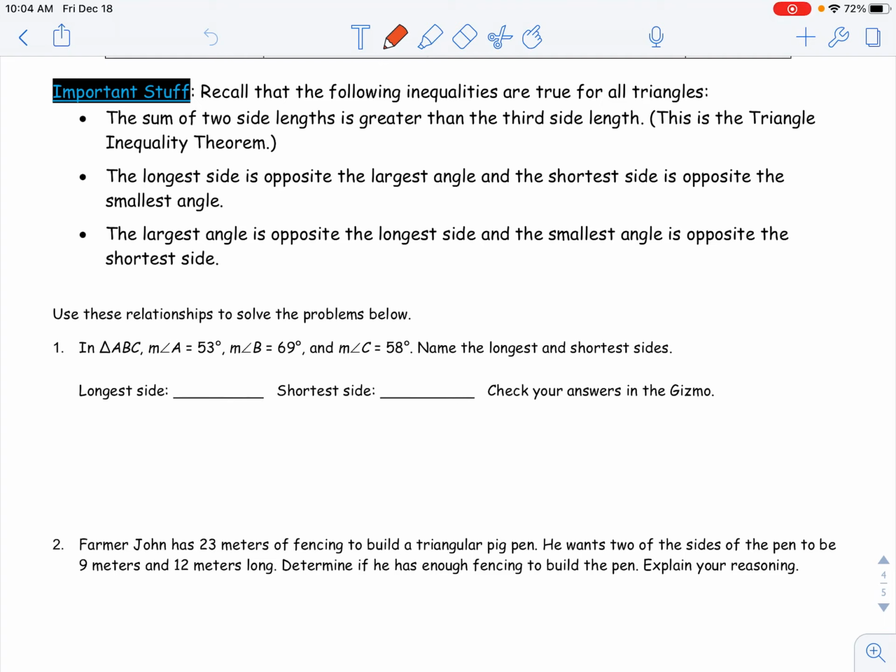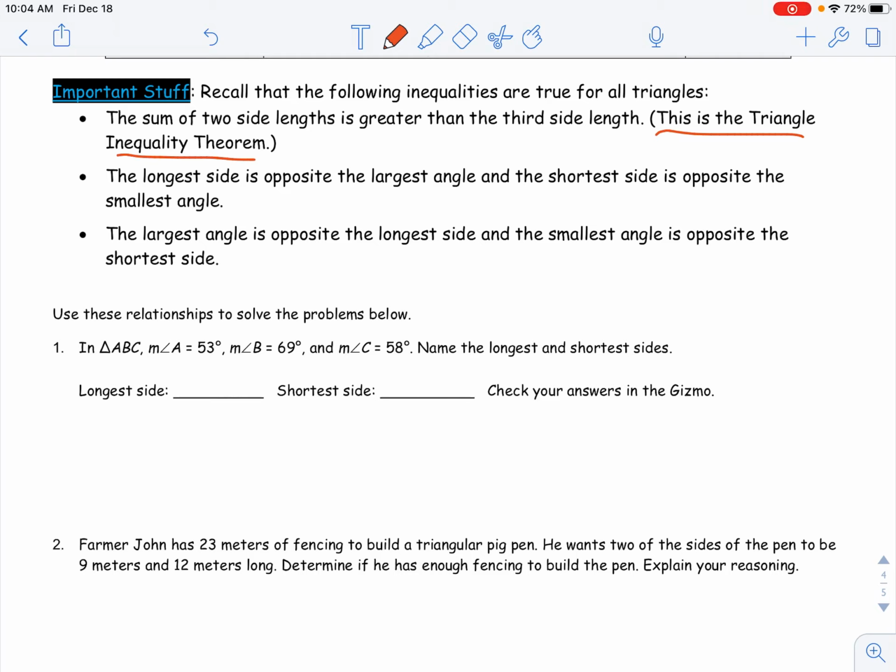All right, so recall that the following inequalities are true for all triangles. The sum of two side lengths is greater than the third side. This is the triangle inequality theorem. Specifically, the two smaller sides added together are greater than the longest side. If that's true, all the other ones will be true.